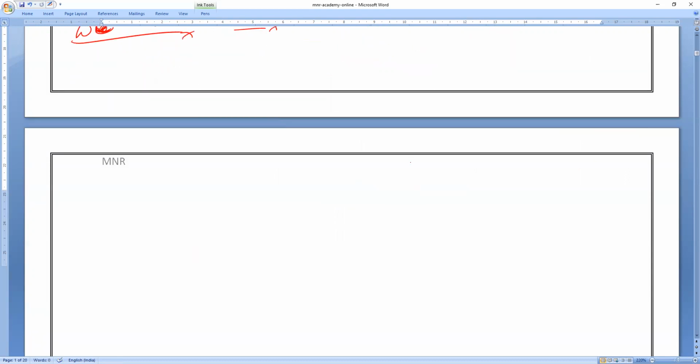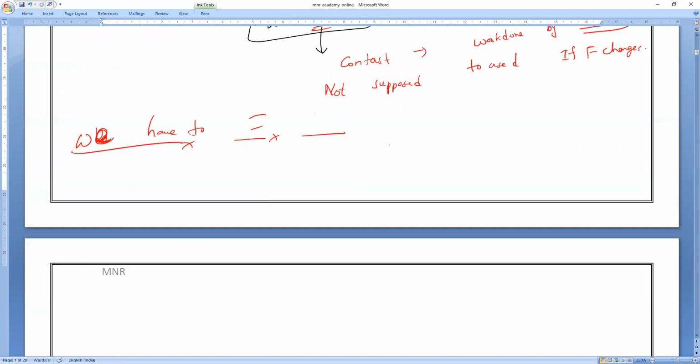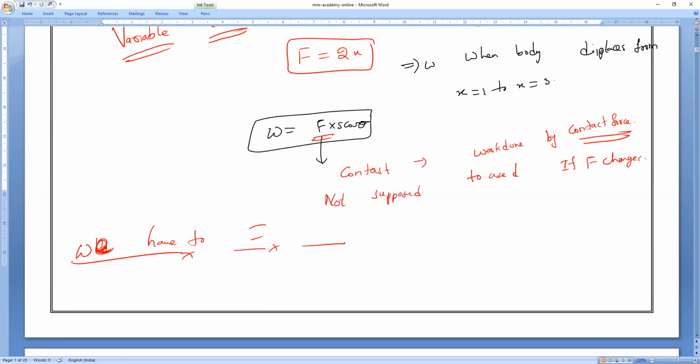So keep this in mind: if the force is constant, we use the normal formula. But here the force is not constant, so we have to use a mathematical concept, which you studied at the beginning of the second chapter. Integration. We call it integration. So let us see.